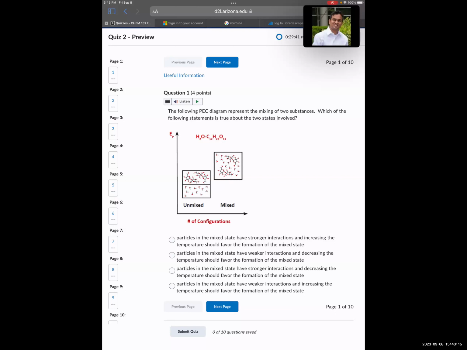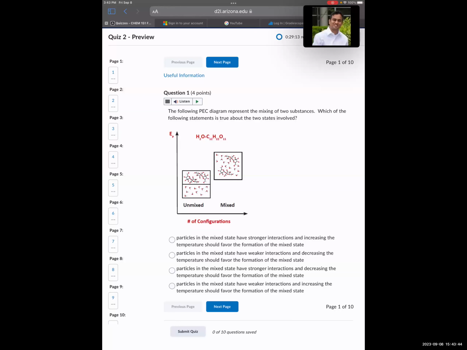Now, what we know is the mixed state has a higher potential energy. That means weaker attractive interactions, and it also has a higher number of configurations than the unmixed state. If you look at the options here, particles in the mixed state have stronger interactions. That is incorrect, because the mixed state has a higher potential energy, meaning it has weaker attractive interactions. So that option is not correct.